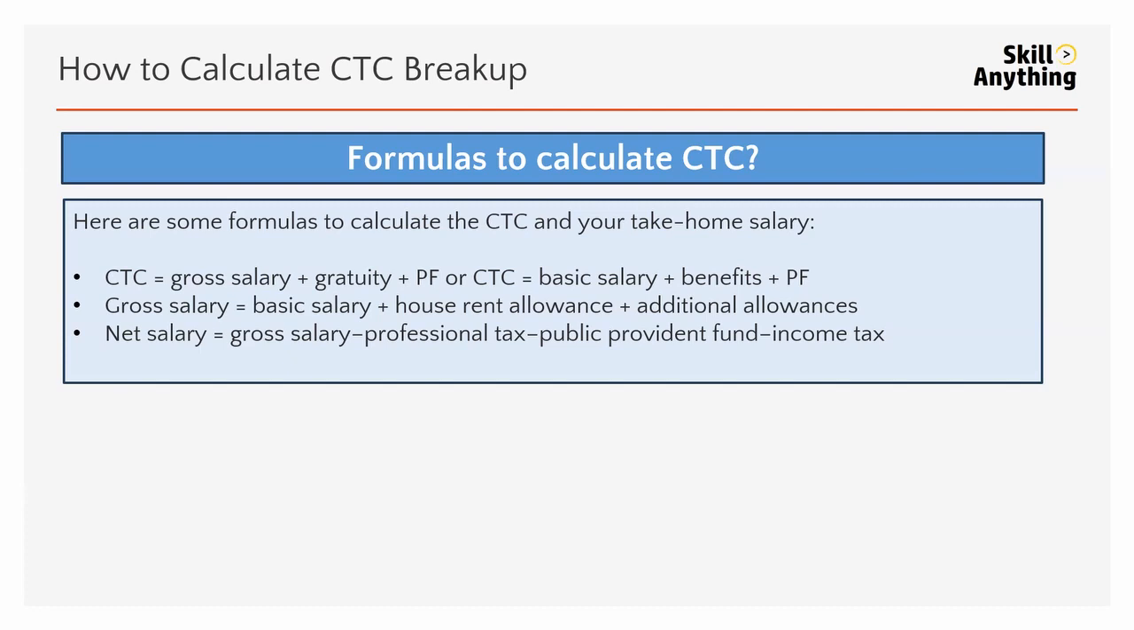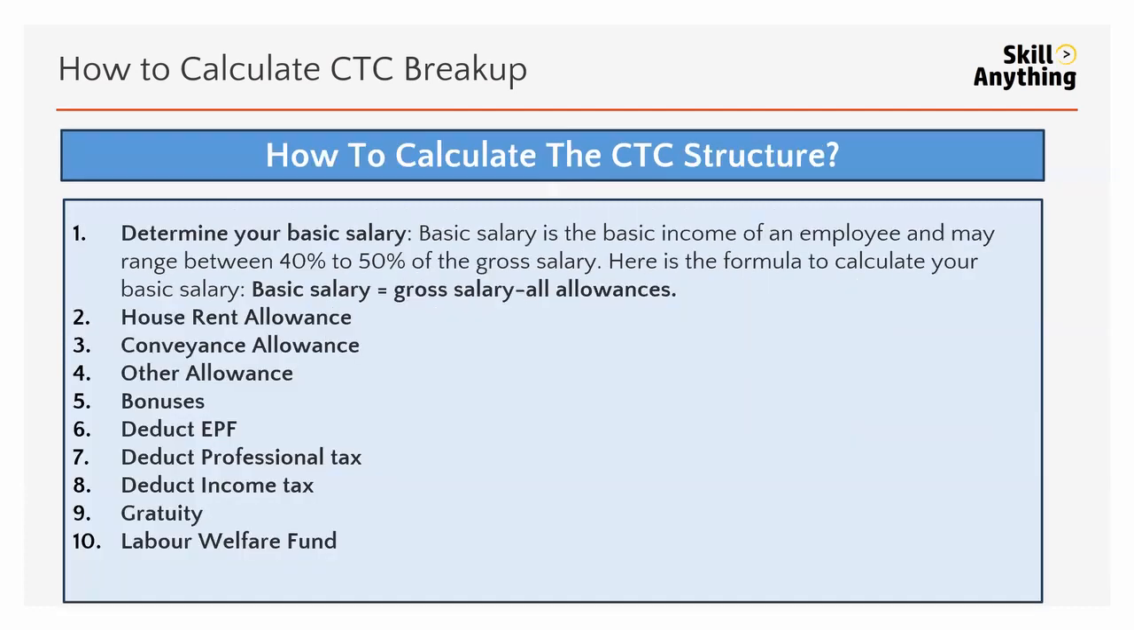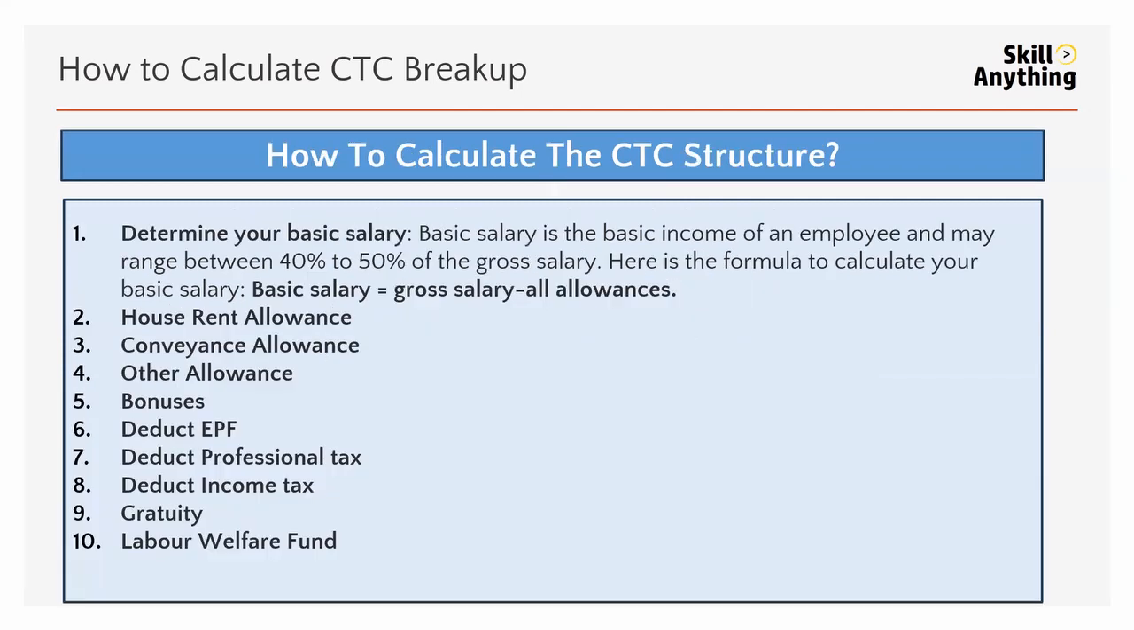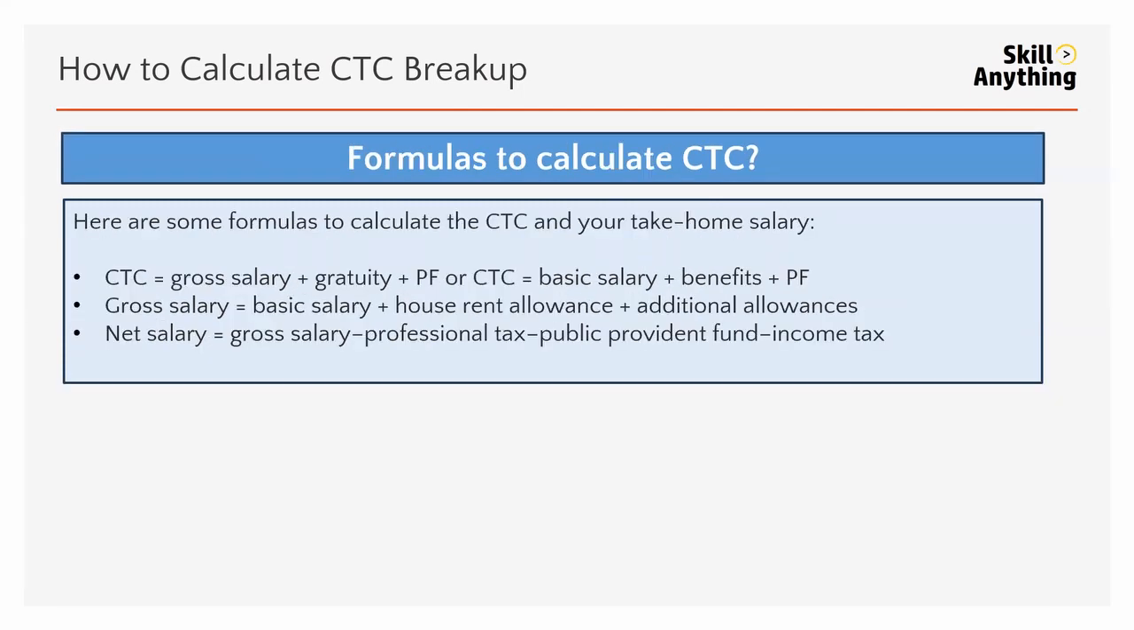And also if your company is giving benefits like labor welfare and gratuity, those are also deducted. Net salary equals gross salary minus professional tax, minus provident fund, minus income tax, minus labor welfare, minus gratuity.